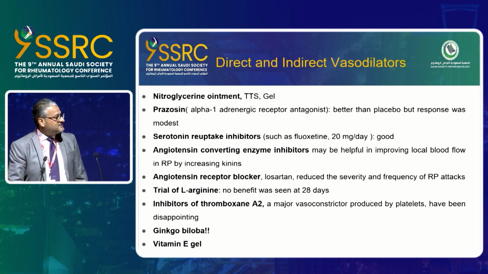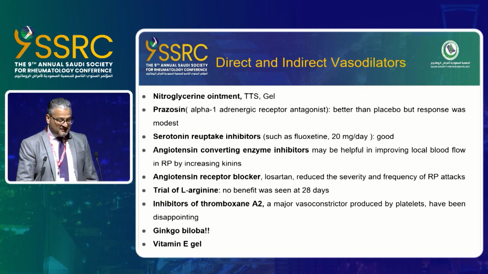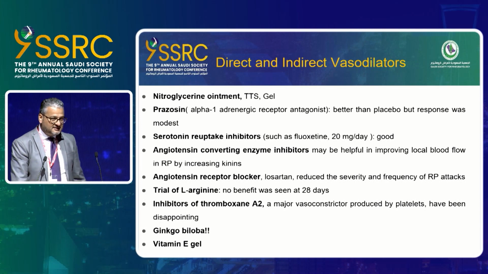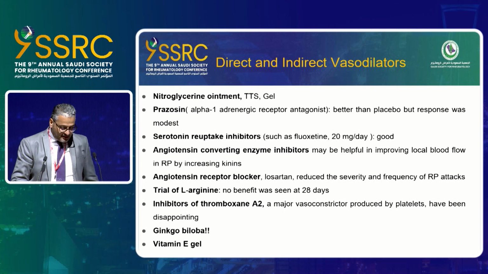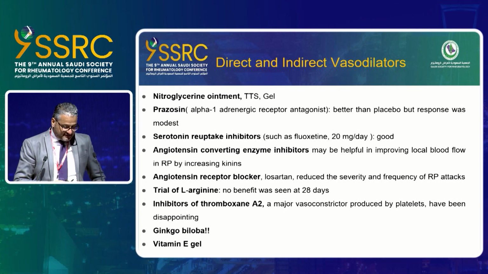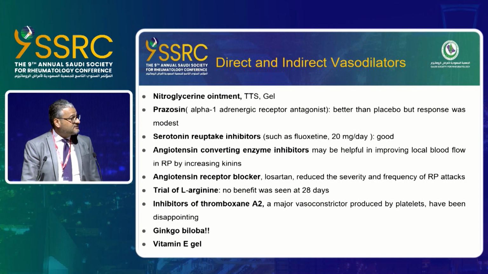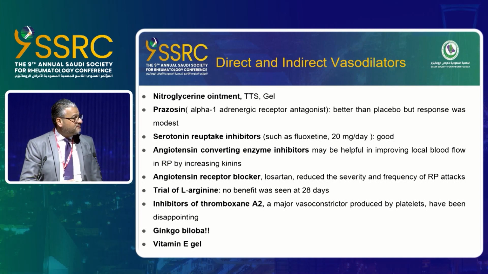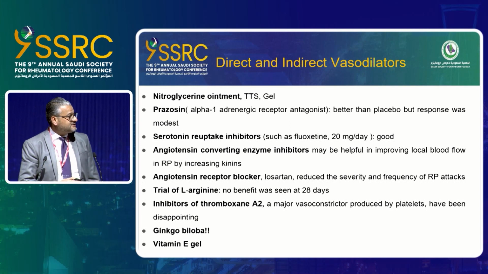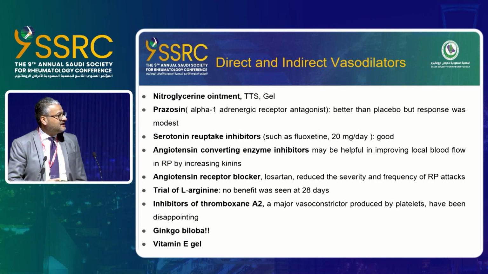Direct and indirect vasodilators. So these are all the drugs that have been on the market. Nitroglycerin, I use it commonly in patients. You can apply it to the inner aspect of the digit, especially the threatened digit. Prazosin was also studied. I don't use it a lot. I think last year there was a case, one of the posters in this meeting, about prazosin with good outcomes.